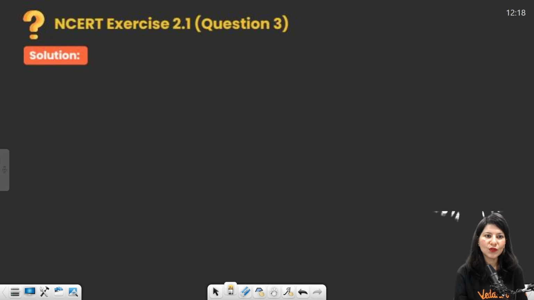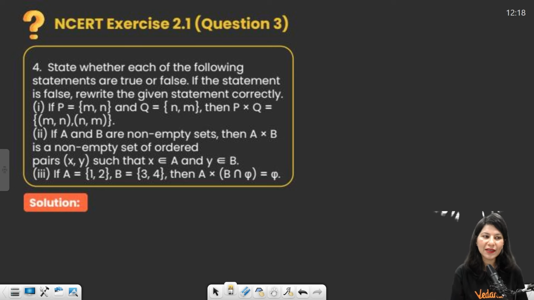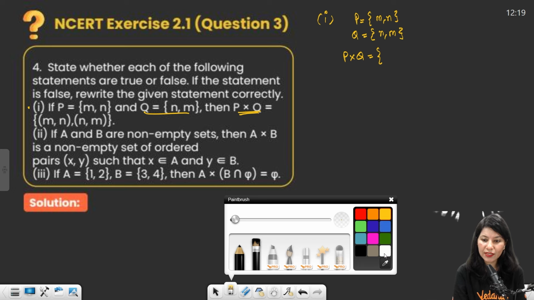Now let us move on to question number 4, which is a big paragraph. State whether each of the following statements is true or false. If the statement is false, rewrite the given statement correctly. So the first statement: P is a set which has M, N, so P has 2 elements. Q is N, M. No issues. Then P cross Q is what? Let us calculate it ourselves and then decide whether it matches with this or not.